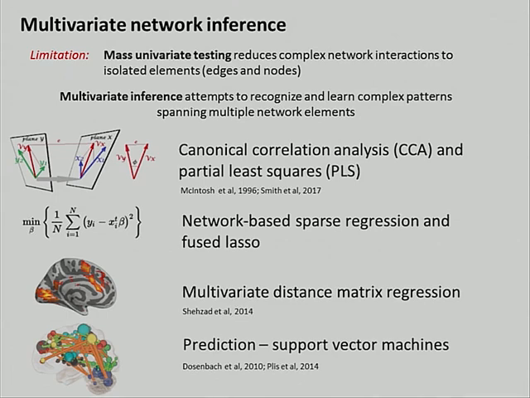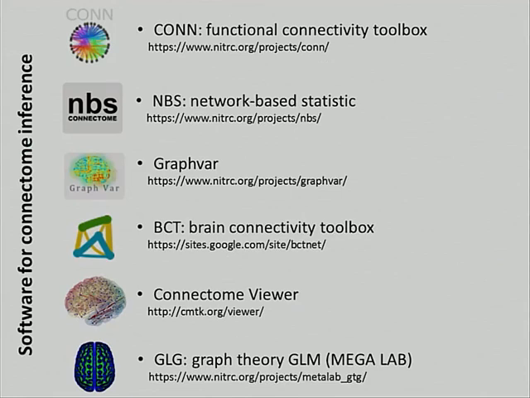I've listed a few methods to do that. There's CCA and PLS, which are related approaches. There's sparse regression approaches. MDMR, multivariate distance matrix regression, and of course, as many of you would have probably heard about, there's machine learning approaches such as support vector machines. I'm not going to go into any of the details of these approaches here.